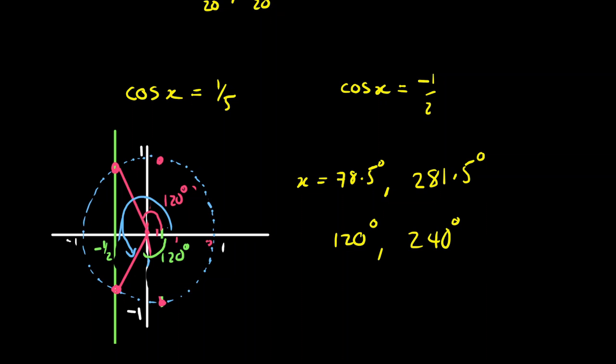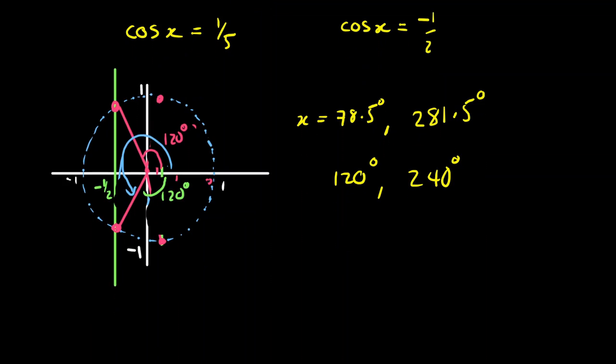So they want to have 78.5, 281.5, 120, 240, and no extras in that range, right? If there are extras, you can't get the mark, okay? All right, now I know that method, a lot of people use the quadrant method, and my point is that the quadrant method actually comes from this unit circle idea, right? So it's much better if you can to try to understand the unit circle.